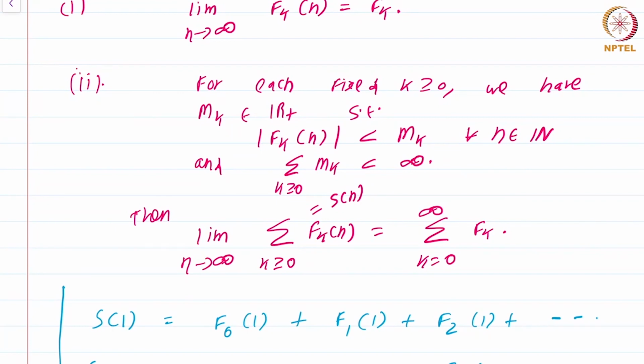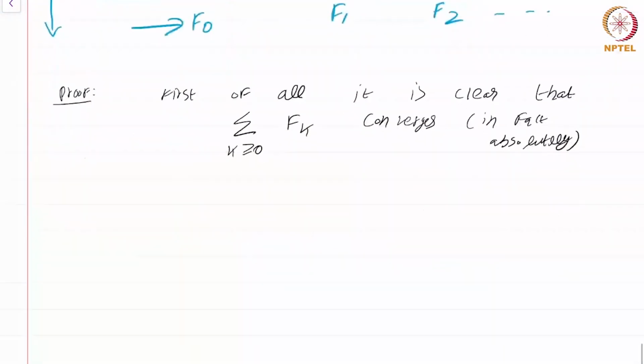In particular, this f_k, which is nothing but the limit as n goes to infinity of f_k of n, must also be bounded in absolute value by M_k. And since the summation of M_k is convergent, by the comparison test, the summation of f_k will also be convergent. I'm going to leave these minor checkings to you. So first of all, we have that the summation of f_k converges.